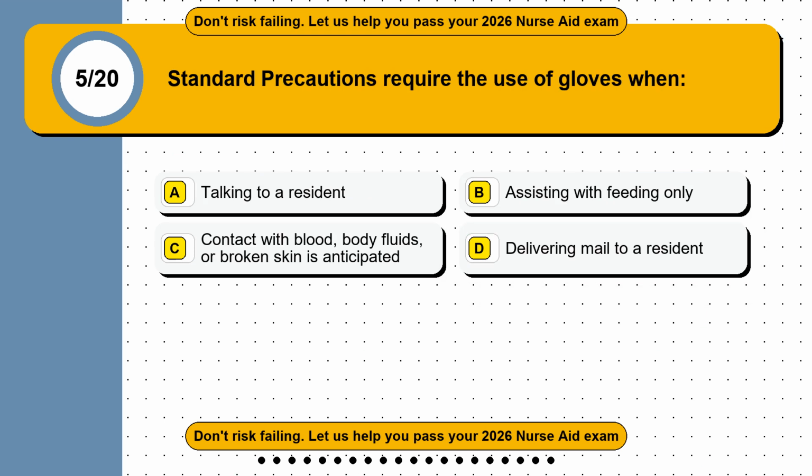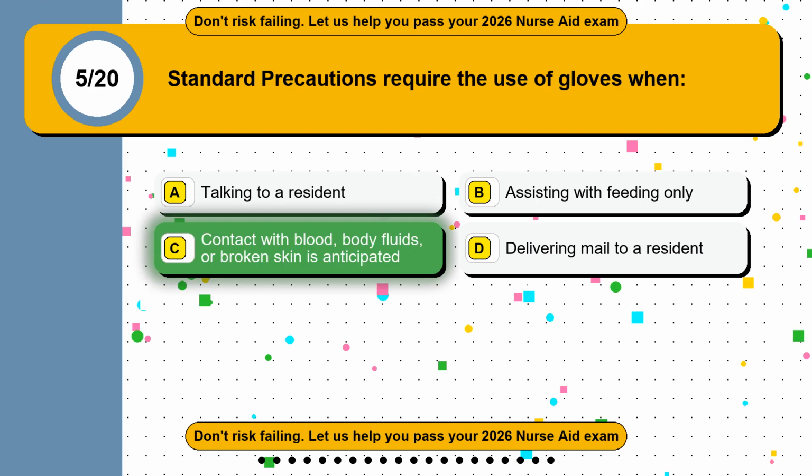Question 5. Standard precautions require the use of gloves when: Option A. Talking to a resident. Option B. Assisting with feeding only. Option C. Contact with blood, body fluids, or broken skin is anticipated. Option D. Delivering mail to a resident. The correct answer is option C. Contact with blood, body fluids, or broken skin is anticipated.